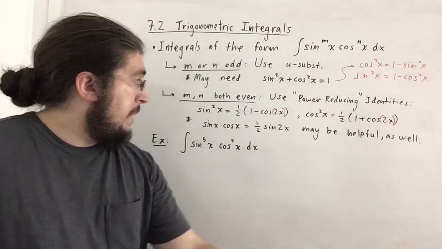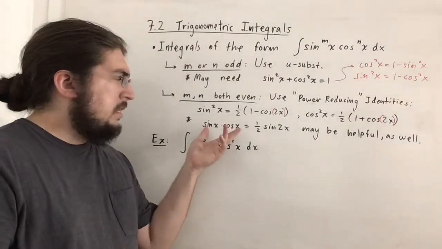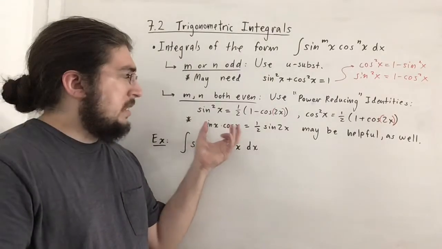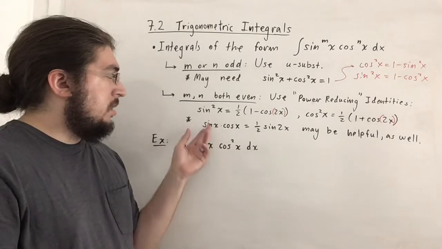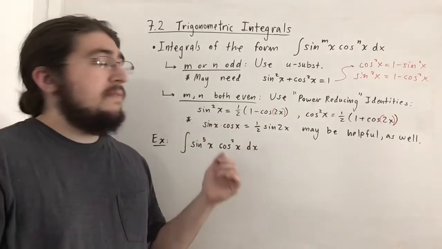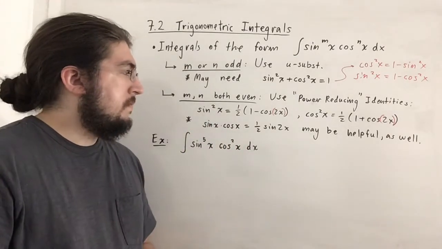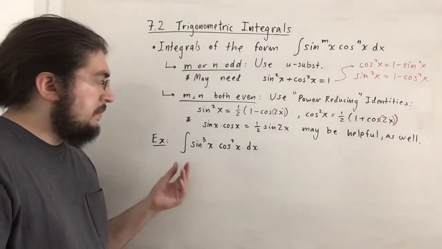Now here, it may be helpful to consider this identity, which is actually a retelling of the double angle formula for sine, which is sine times cosine is equal to 1/2 sine of 2x. Great. So now let's take a look at this particular example.